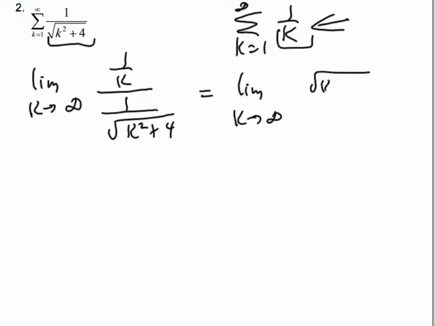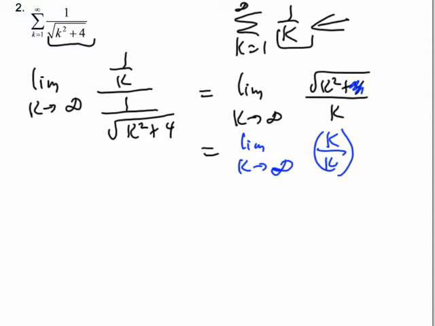So that's the root of k squared plus 4, over k, if I reduce. The 4 doesn't matter. The square root of k squared is k. K is always positive. And so that's 1, and the limit of 1 is 1. So it's a finite value, which means that this diverges, so this does the same.